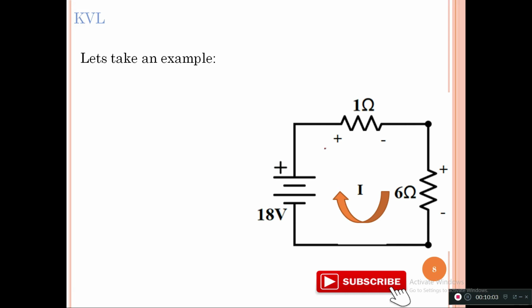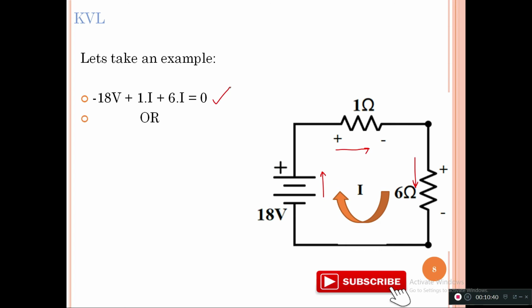Now again, if you go ahead, you can see that this is the first direction. Now you can see that current is entering from the positive terminal of this particular resistance. So how will I write the potential drop across it? 1 ohm into I. Okay, and now when I go to this particular resistance, again it is entering from the positive terminal of the resistance. So I will write 6 into I. So how will my equation look? This is my equation. Minus 18 volt plus 1 into I plus 6 into I equals 0.